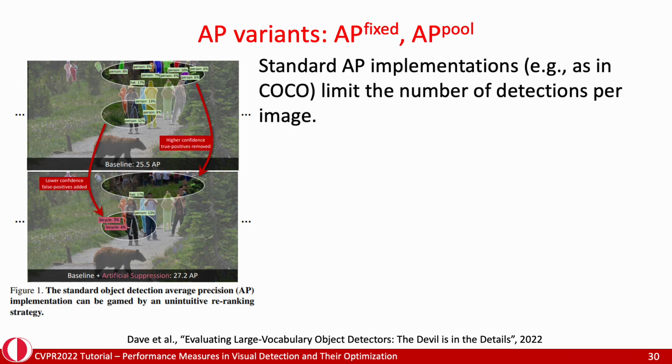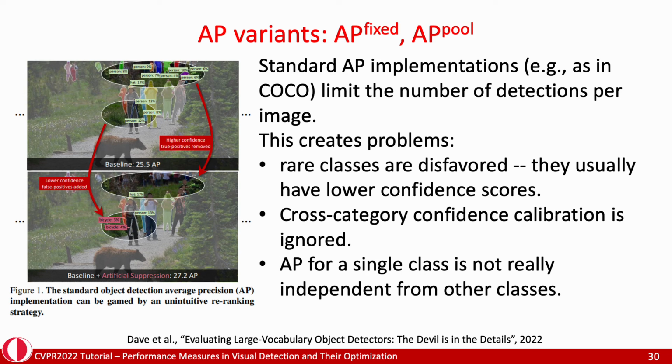The root cause for this phenomenon is that the standard AP implementations limit the number of detections per image. For example, in COCO, it is limited to 100 per image. And this creates problems. Rare classes are disfavored, because they usually have lower confidence scores. Cross-category confidence calibration is ignored, and AP for a single class is not really independent from other classes.